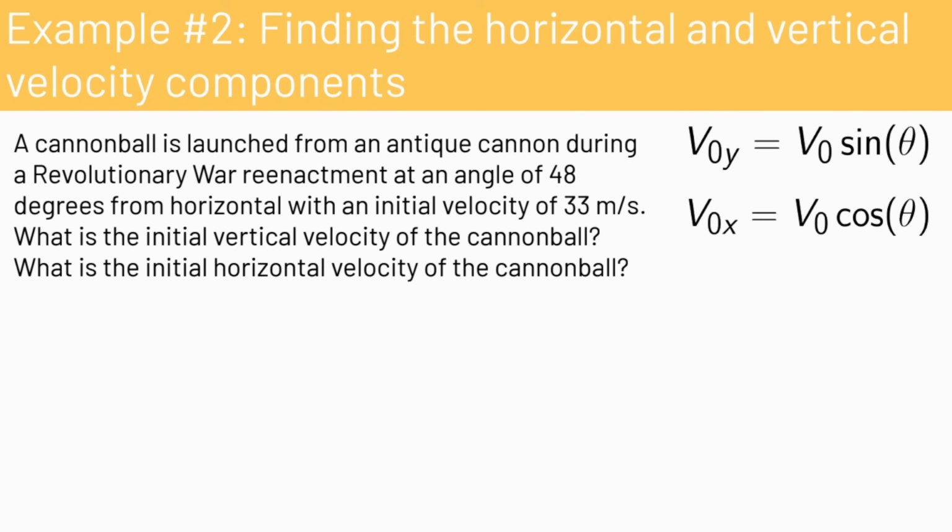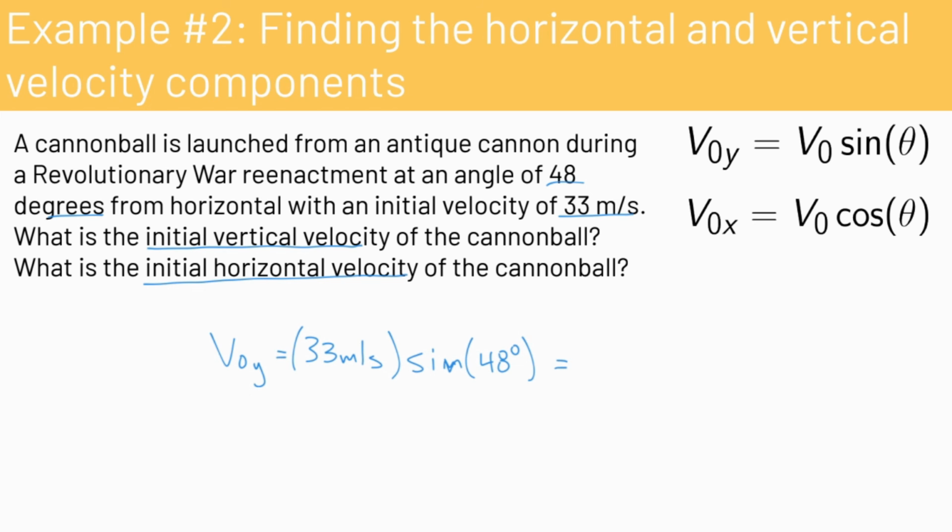All right, example number 2, a cannonball is launched from an antique cannon during a Revolutionary War reenactment at an angle of 48 degrees from the horizontal with an initial velocity of 33 meters per second. We want to know what is the initial vertical velocity and what is the initial horizontal velocity. All right, looking at our equation here, we have v naught y is equal to our composite velocity, which is 33 meters per second, times the sine of our angle, which is 48 degrees.